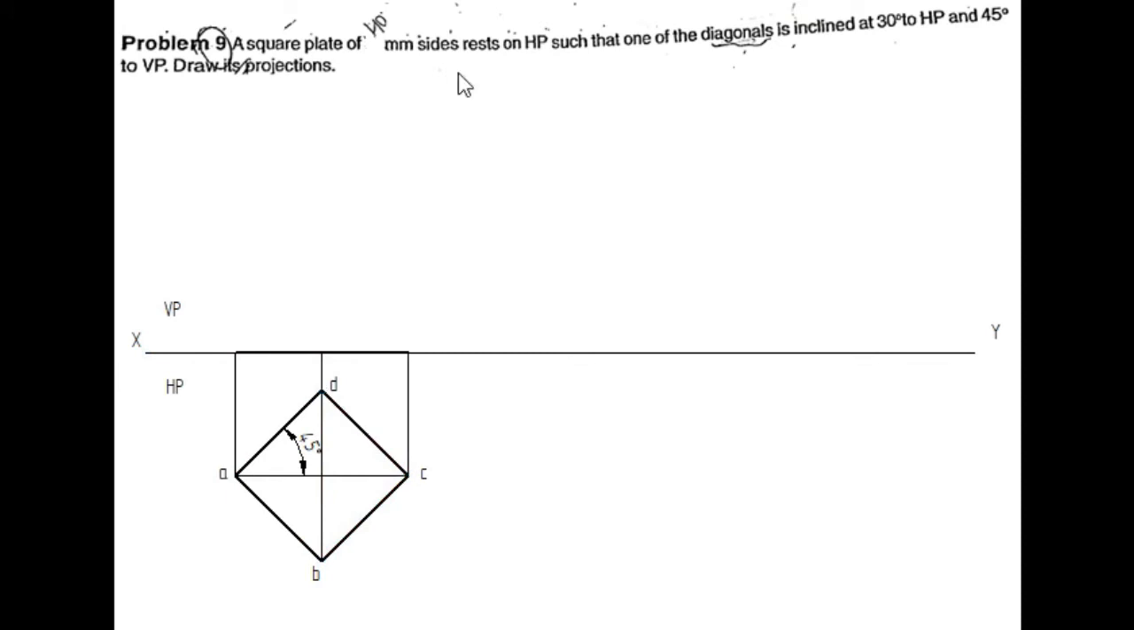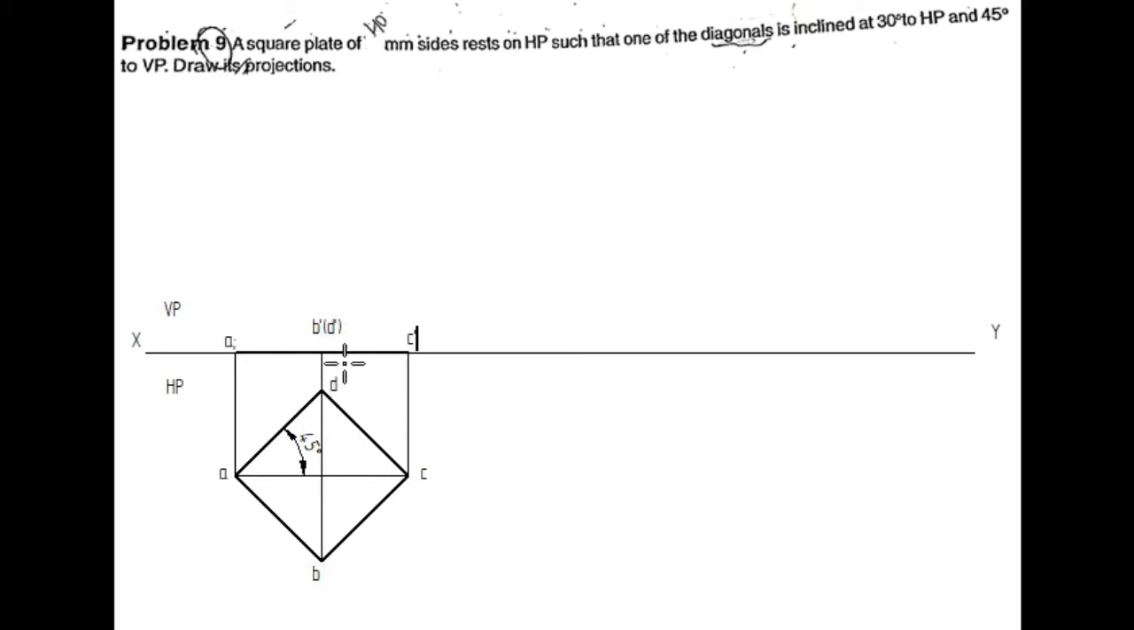So for the naming, I will mark this point as A dash and this point as B dash in the bracket, D dash and here I will mark it as C dash. Okay. Why I mark it as D dash in the bracket? Because the point B is visible whereas D is hidden, right? So that is why I mark it in bracket.